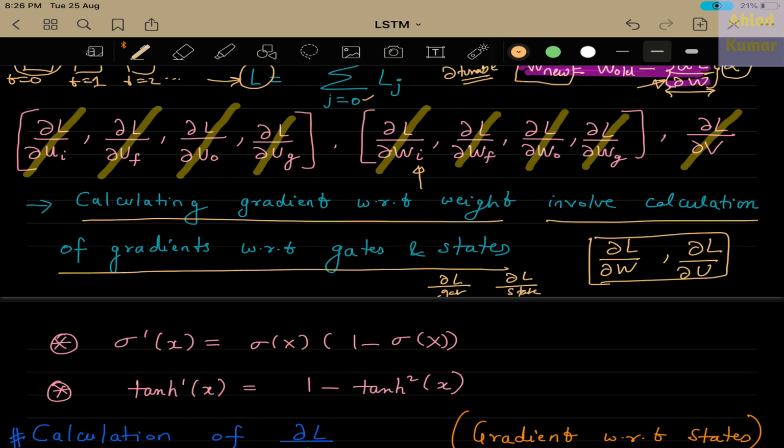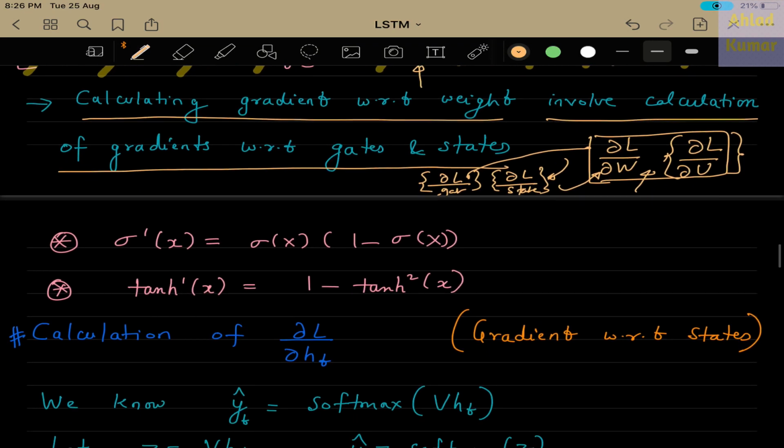Once we calculate the derivatives of the loss with respect to gate and the derivative of the loss with respect to states, all these intermediate results will then be used in calculating the derivative of the loss with respect to W and the derivative of the loss with respect to U. So in order to calculate these, we will first calculate these intermediate results so that they can be used in calculating this. So let's focus on first calculating the loss with respect to the states.